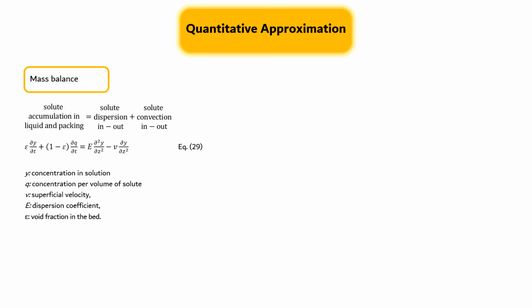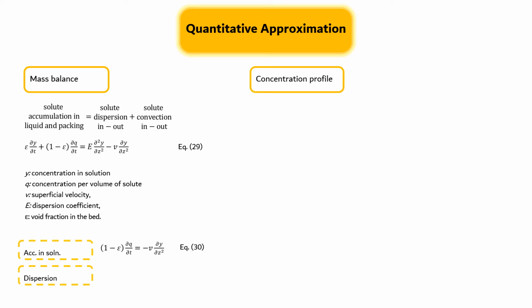Quantitative description of elution chromatography begins with the mass balance on the solutes, as shown in equation 29. In many cases, the accumulation in the solution is smaller than that in the packing, and the dispersion is negligible. The simplified equation is shown in equation 30. The exact relation between Q and Y depends on the controlling step in the mechanisms outlined previously.